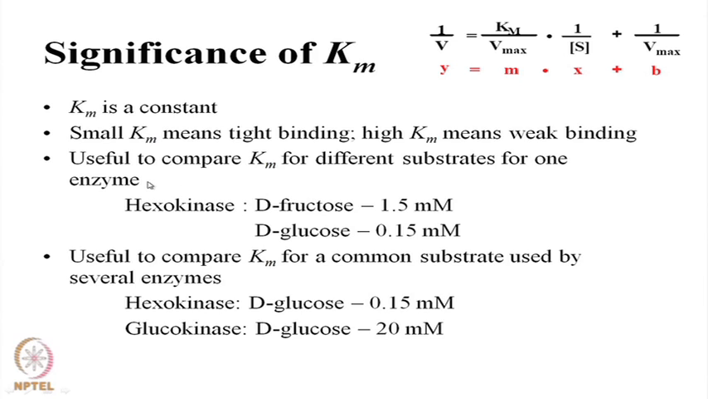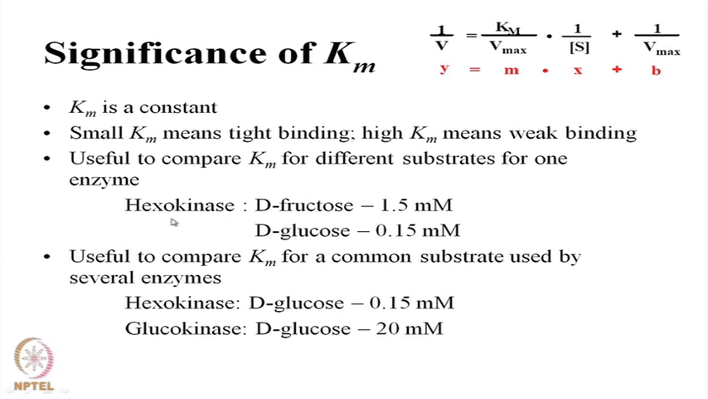This Km is very useful to compare various reactants, and how efficient an enzyme is with respect to one reactant or a different reactant. For example, for the enzyme hexokinase, when the substrate is D-fructose, Km is 1.5 millimolar, whereas for D-glucose it is 0.15 millimolar. So the value of Km for D-glucose is less, which means here it is tight binding.